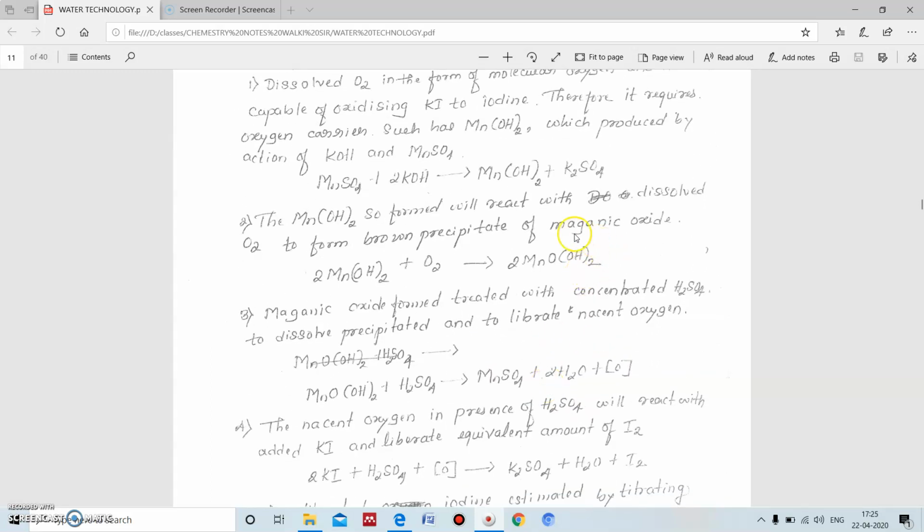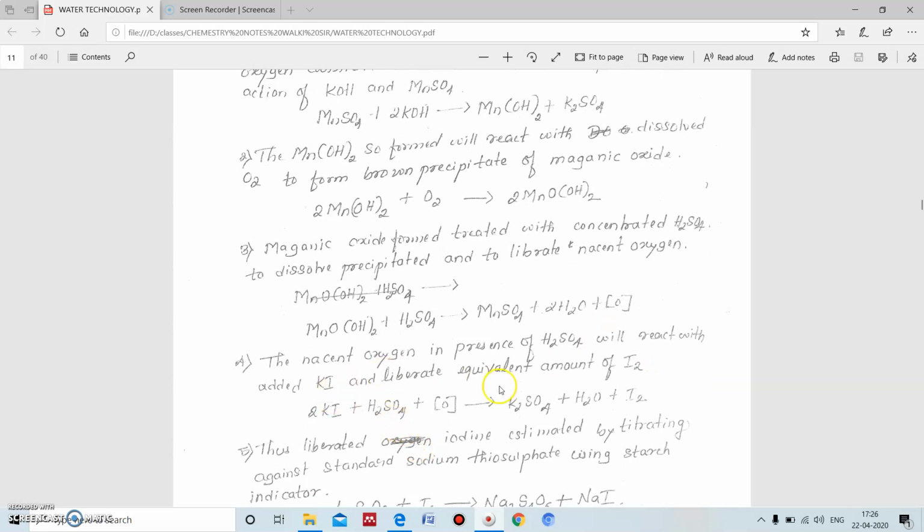Once the brown precipitate is formed, this brown precipitate of manganic oxide is treated with concentrated H2SO4. When it reacts with the concentrated H2SO4, the manganic oxide converts into manganese sulfate and water, and it produces nascent oxygen. Once the nascent oxygen is produced, it oxidizes the potassium iodide into iodine. However much dissolved oxygen is there, that much equivalent iodine is generated.